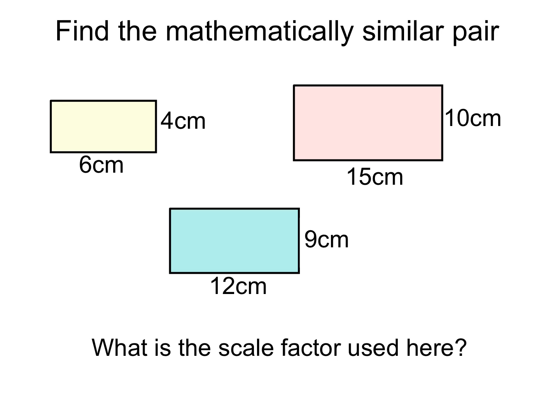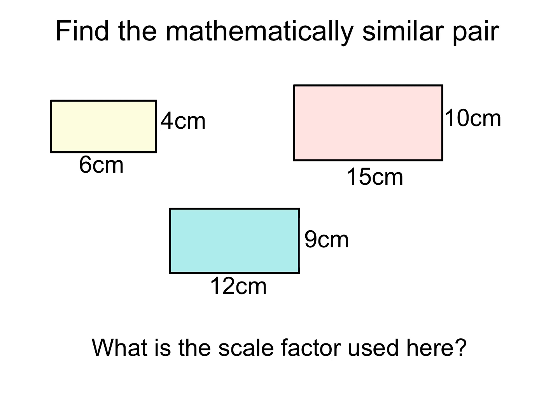So we've talked about mathematically similar shapes. These 3 rectangles, only 2 of them are mathematically similar. So if we have a look at dimensions, which ones is it? Well, if I go from the yellow to the blue, double 6 is 12. But double 4 is not 9. So those 2 are not similar to each other.